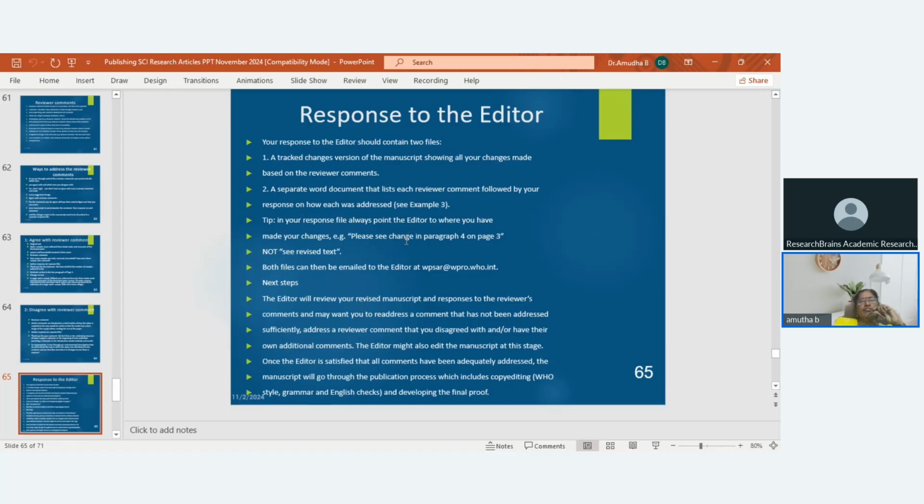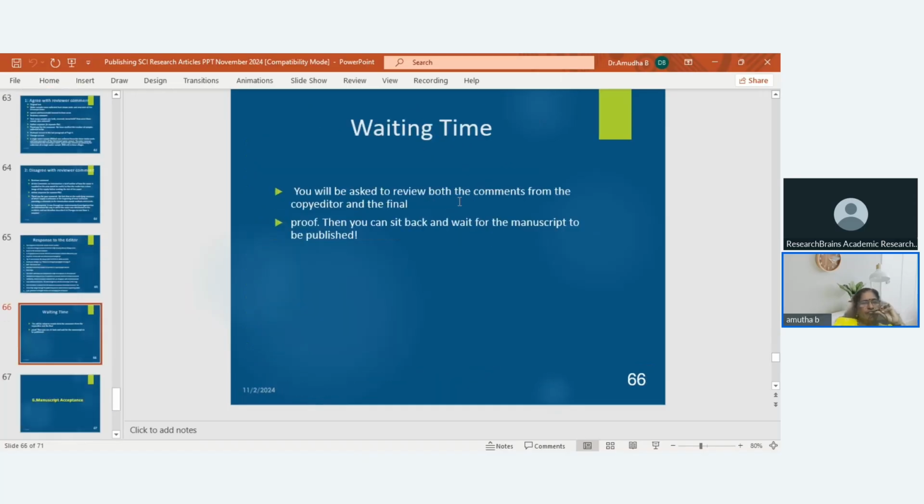Your response to the editor should contain 2 files. One is the tracked changes, whatever you have done, and a separate Word document that lists each reviewer's comment which is being addressed by you. And after sending this to the editor, you have to wait till your paper gets fully accepted and till it gets published.